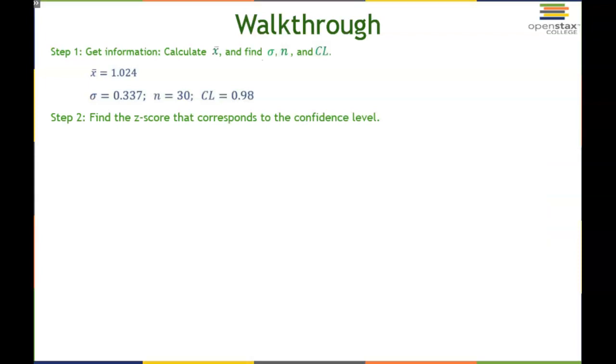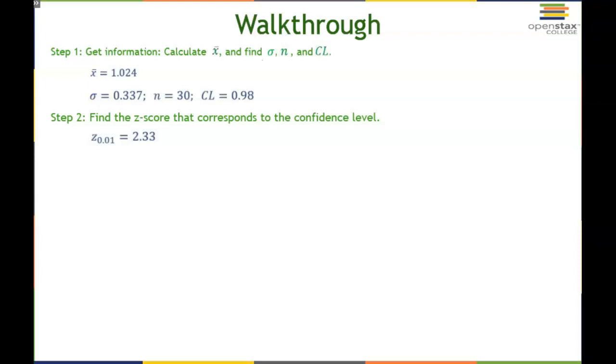Our second step is we need to find the z-score that corresponds to this confidence level. The good news is that 98% is one of those common confidence levels, so I can go look it up on my table and say that the z that corresponds with 98 is 2.33. Now you might be wondering, why is it z with a 0.01 as its little subscript? The z that we use correlates with alpha over 2. Our alpha is 0.02. 0.02 divided by 2 is 0.01.